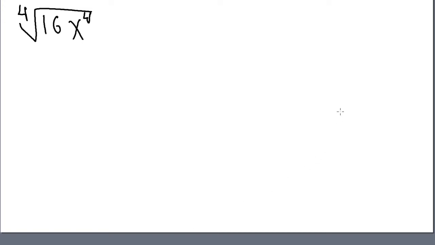Now we're going to look at a more interesting example of how to simplify a radical. Now this is 16 x to the 4, under the fourth root, or root 4. What root 4 is, is this little square root symbol, but with the 4 in the front.